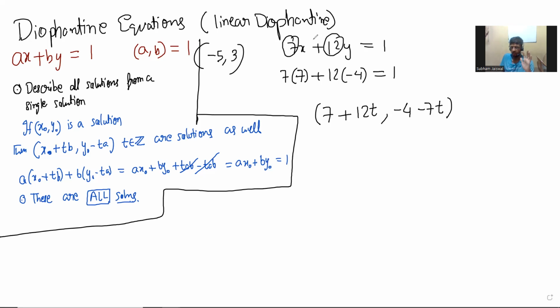Everybody understands this, right? There is no formulaic way in which x naught and y naught can be described in terms of that 7 and the 12. That one solution that you find cannot be described directly in terms of a and b, but it can be found by a large number of simple steps. That's the trade-off. Is this point making sense?